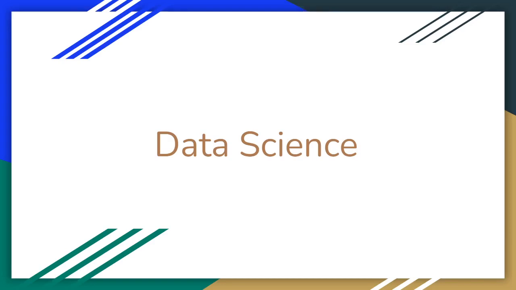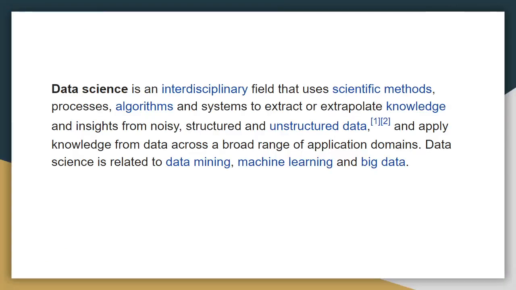So let's begin. Data science is an interdisciplinary field that uses scientific methods, processes, algorithms and systems to extract or extrapolate knowledge and insights from noisy structured or unstructured data and apply knowledge from data across the broad range of application domains. Data science is related to data mining, machine learning and big data. So what is data science?